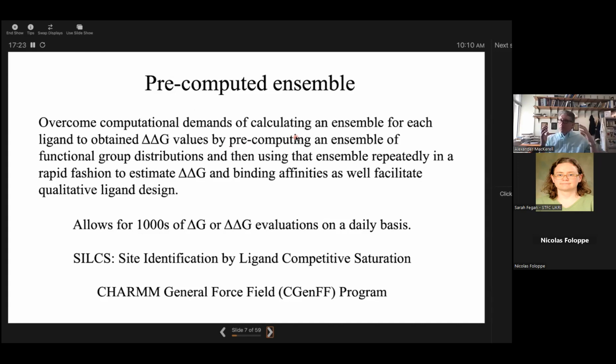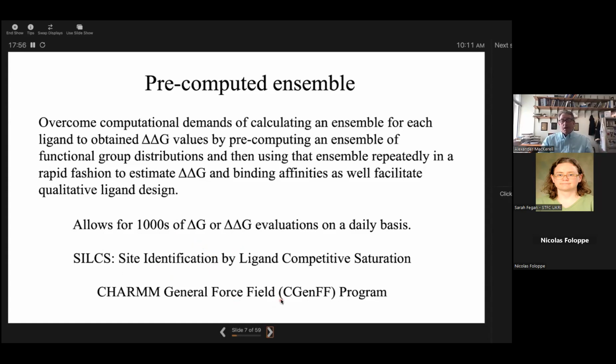So we're going to do one upfront expensive computation, get this pre-computed ensemble of conformations, which we're going to refer to as SILCS FragMaps, then use those over and over again to calculate absolute binding affinities or changes in binding affinity and so on. And this allows us to literally do thousands of calculations, ligands on a daily basis. And this led to our site identification by ligand competitive saturation, SILCS, technology.